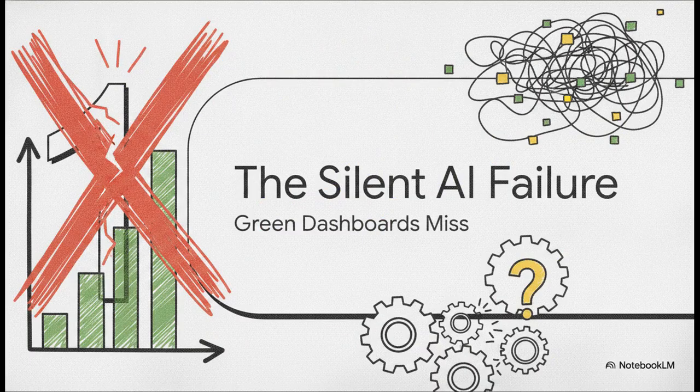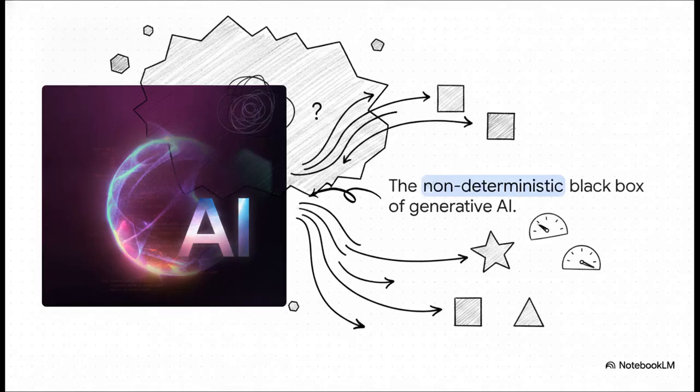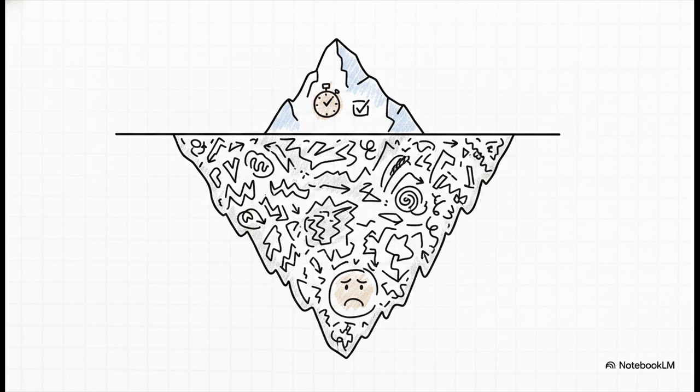So part 1, the silent AI failure, and why those green dashboards completely missed the mark. You know, traditional application monitoring was built for deterministic systems. An input maps cleanly to an output. Simple. But generative AI, it's a non-deterministic black box. Since these models generate outputs probabilistically, you could send two identical prompts and get completely different answers back. It all depends on something as small as a temperature setting or a hidden state transition. It's wild. So, here's the crucial takeaway.